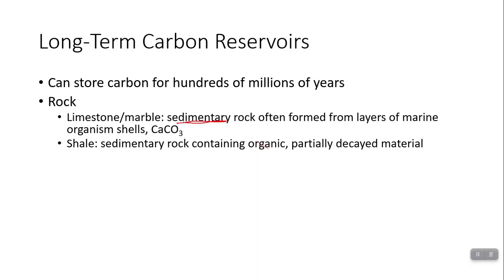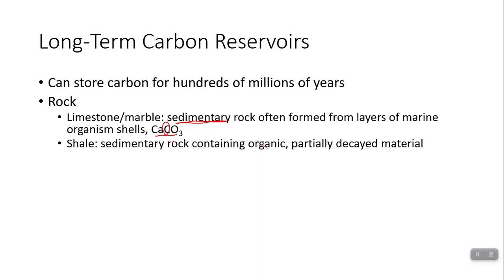Sedimentary rock is going to be an important form of storage or mechanism of storing this carbon into the lithosphere. So limestone and marble are sedimentary rock that's a lot of times formed from layers of marine organisms, things in the ocean, who form shells. Those shells are usually made of this thing right here, calcium carbonate, which is going to become important again when we talk about climate change and also the oceans. And so this has carbon in it.